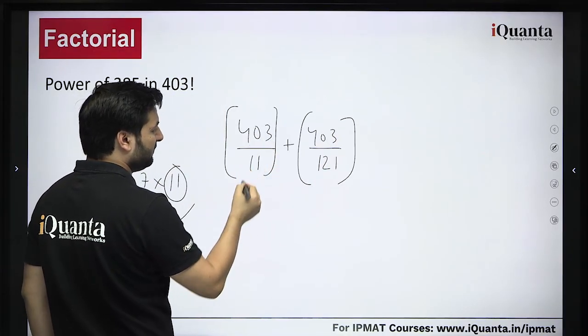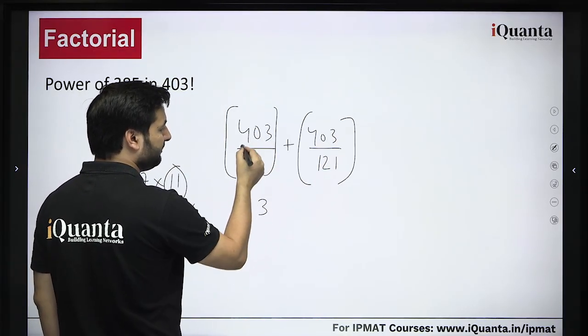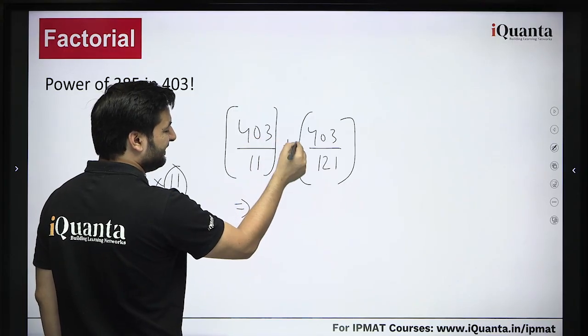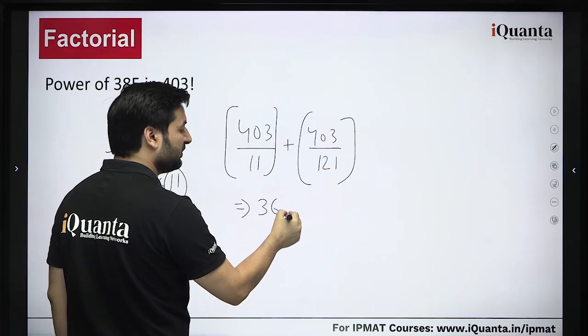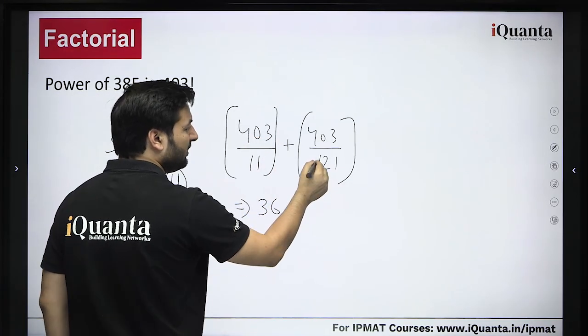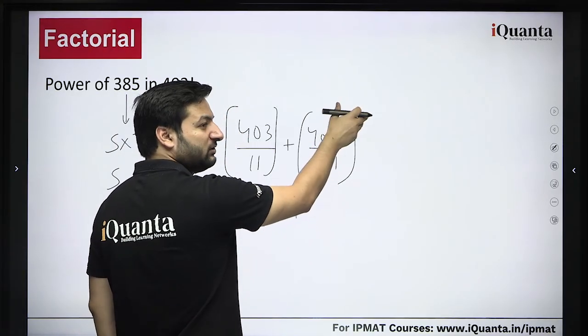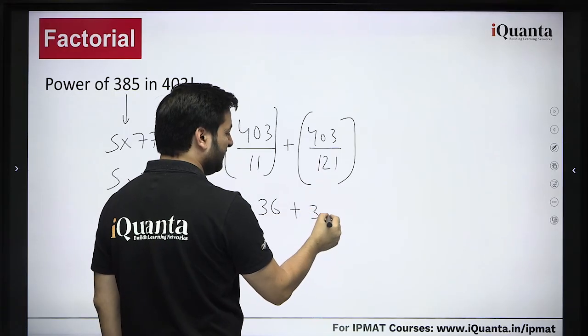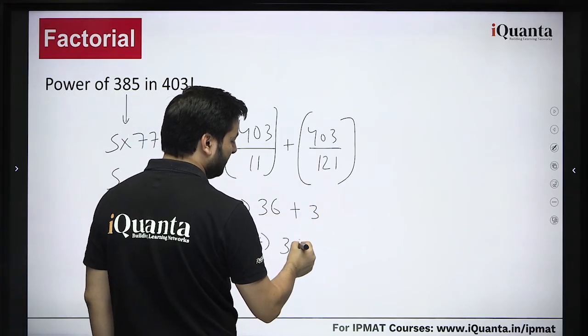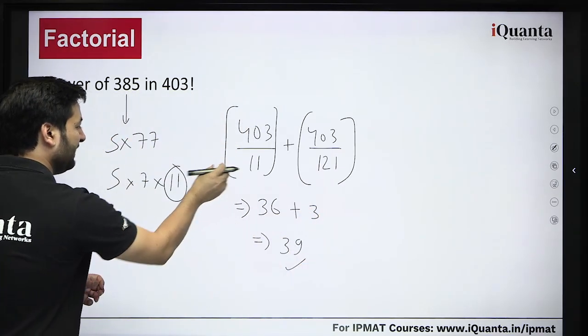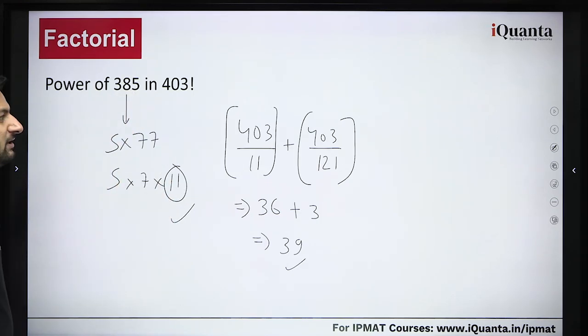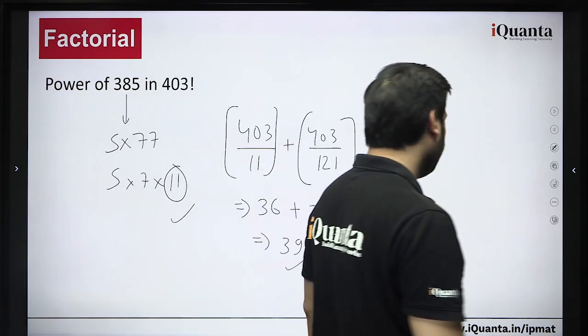11 times 3 is 33, and we will get 73 remaining. So, 11 times 36 is 396, so the integer part will be 36. Plus, 121 times 3 is 363, so the integer part is 3. If we do 121 times 4, that crosses 403. So we get 36 plus 3, which is 39. This is the power of 11, and that actually means the power of 385 in 403 factorial. I hope this is clear.